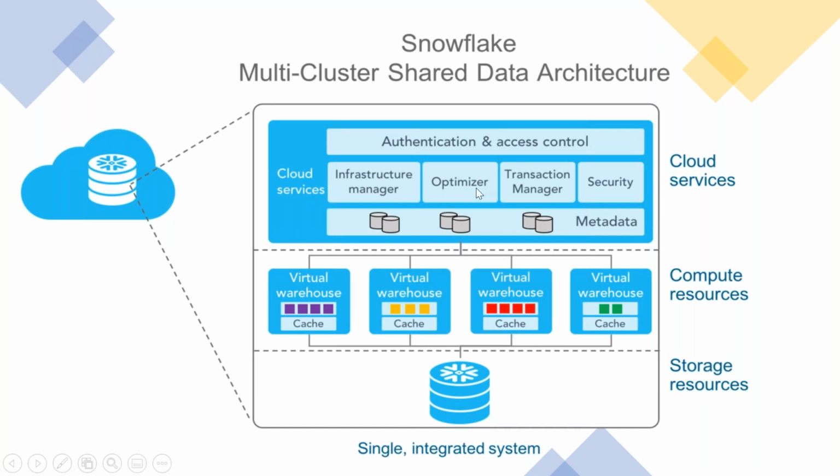Then it will check and optimize based on the metadata information. If the data is already available in the metadata, suppose you fired select count star from EMP. It means you are checking only the count. It will be available in metadata. It will not go to the database. It will not go to the virtual warehouse. Directly, it will fetch the data from metadata and give it to you.